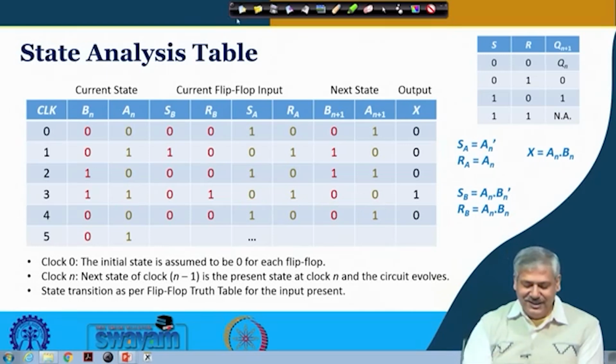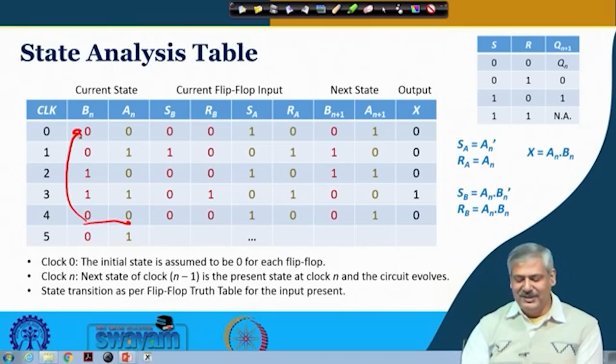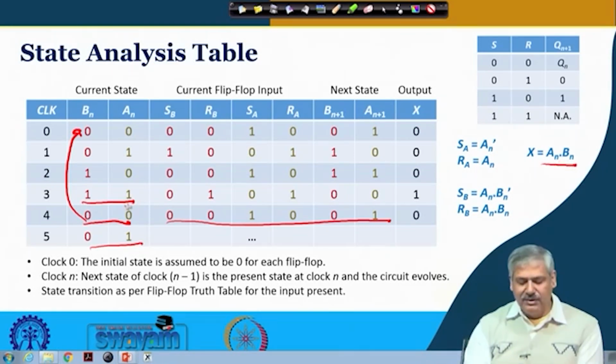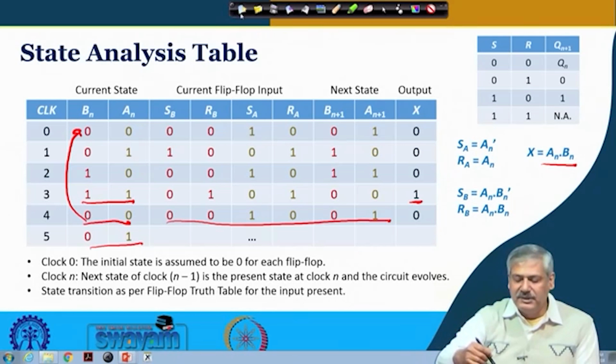So, when it is 0 0, you come over here, this is the first row. So, the same thing will come over here and it will keep repeating. And in each case, if you look at the output, output is An Bn. So, whenever the current value is 1 1, the output will be 1 at that time. For the rest of the cases, it is 0. Is it fine? So, this is the way the state table will evolve.